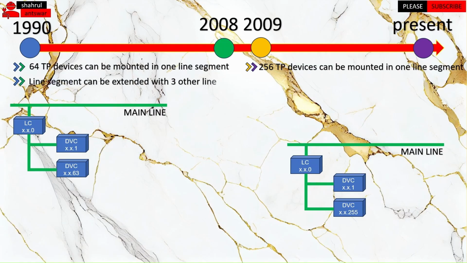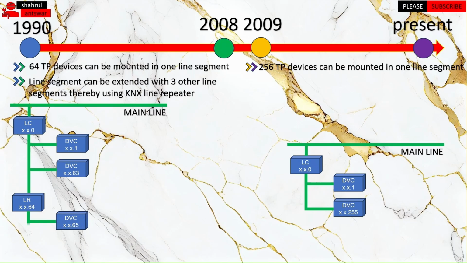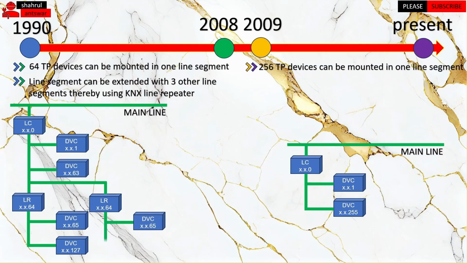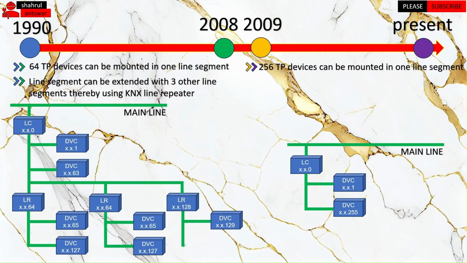Before 2008, to add more than 64 devices, one line segment can be extended with 3 other line segments, thereby using KNX line repeaters. With the installation of 3 line repeater units, the total number of devices that can be installed is approaching 255 devices. Line repeaters and line couplers are the same device. Installing this device according to topology will change its name to either line coupler or line repeater.